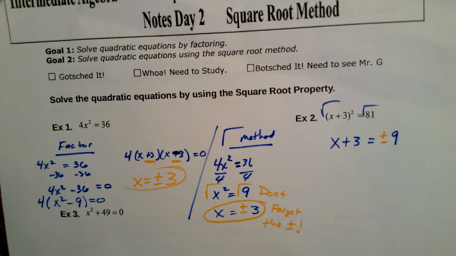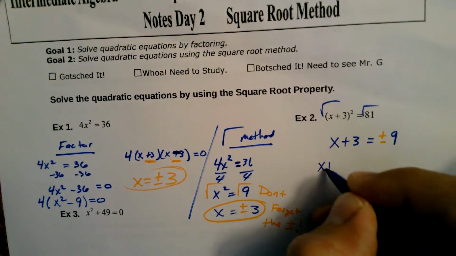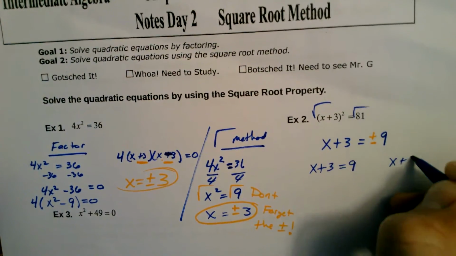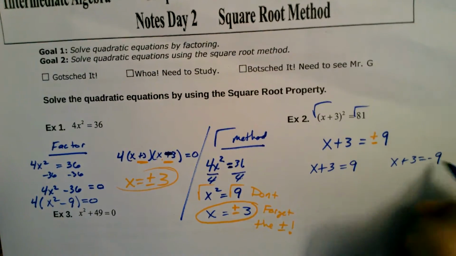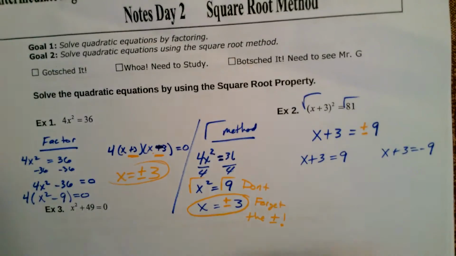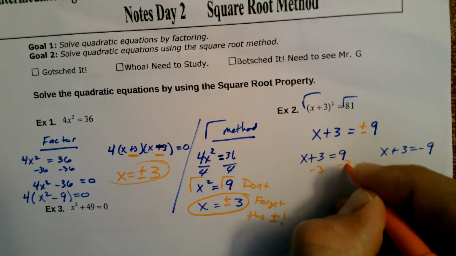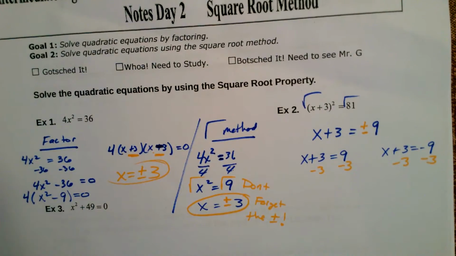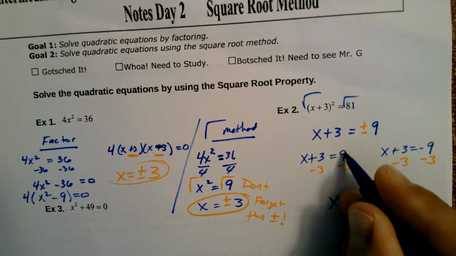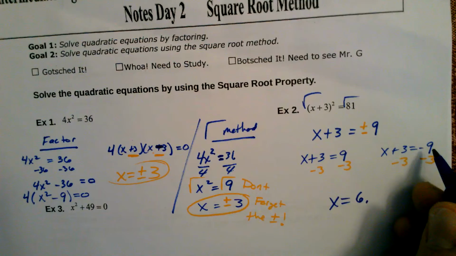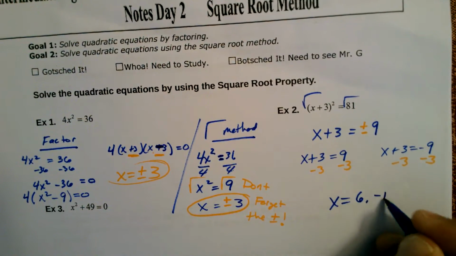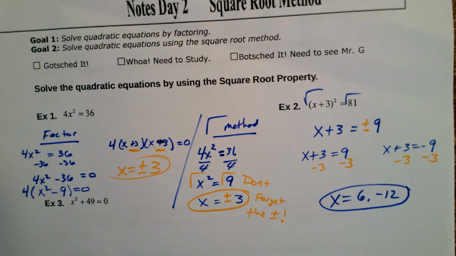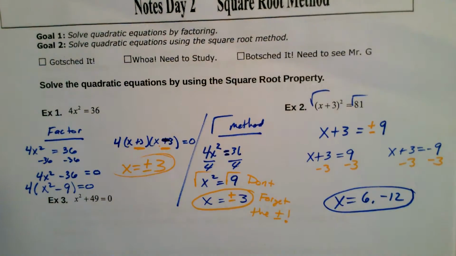What that means is we have 2 equations here. We've got x plus 3 equals positive 9, and x plus 3 equals negative 9. We subtract the 3 over and simplify. 9 minus 3 is 6, and negative 9 minus 3 is negative 12. Those are our two answers. This is again solving quadratics using the square root method.